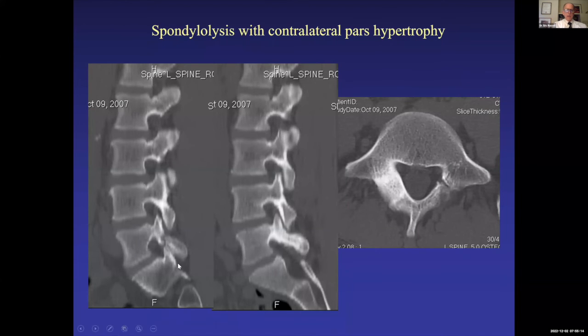Easier on CT. Remember, if you see a pars defect on one side, it may not be bilateral, and the opposite side is stressed. So you may get stress hypertrophy and sclerosis of the contralateral pars when you have a unilateral pars defect. Both of these can be pain generators.